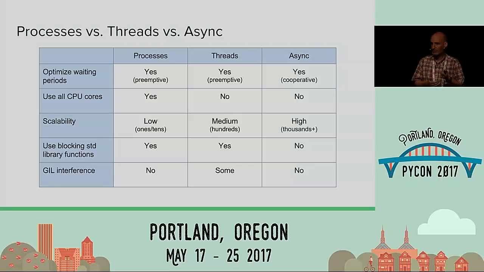Now we have the bad news of using the blocking functions in the Python standard library, which processes and threads can use with no problem, because the operating system knows how to deal with those. But when we lose the support of the operating system in async, we cannot use those functions, and we need replacements.